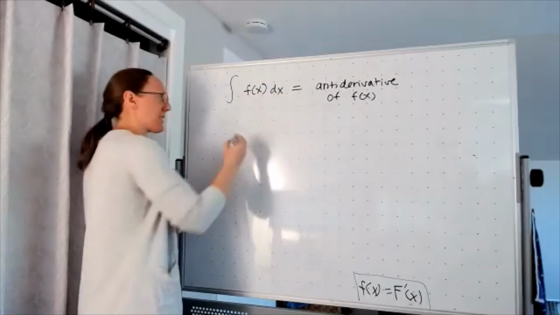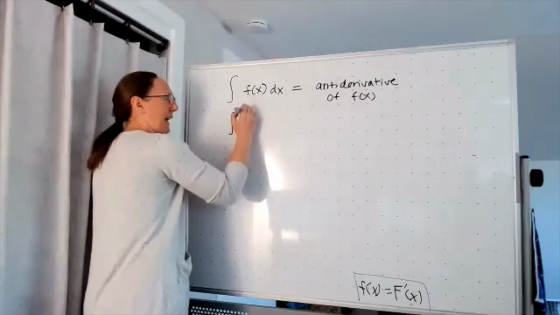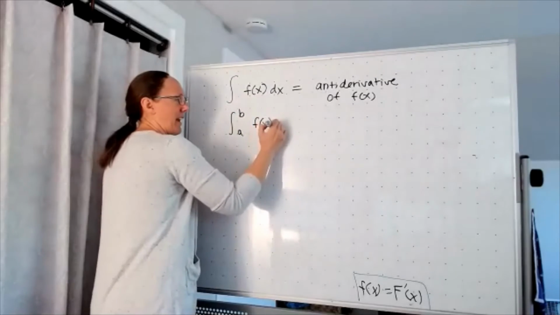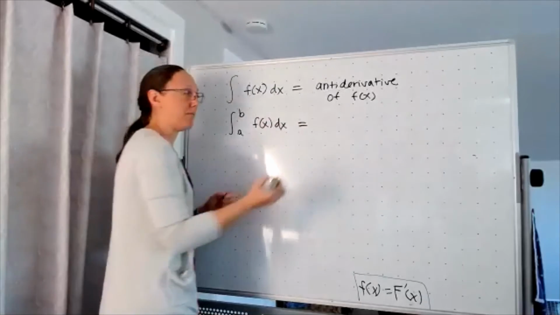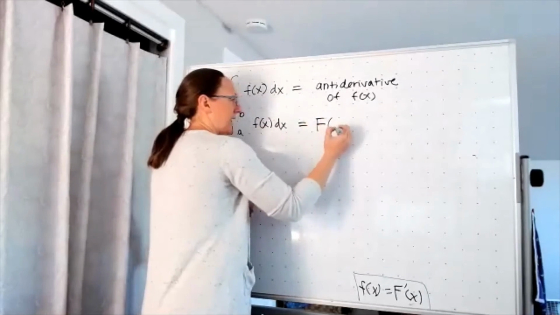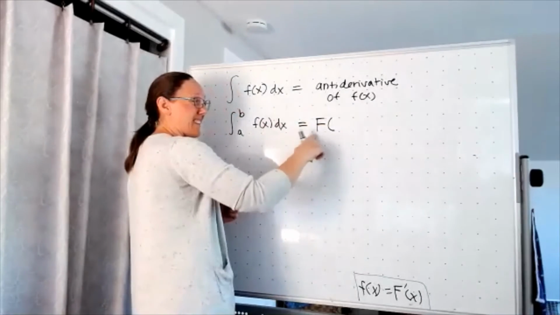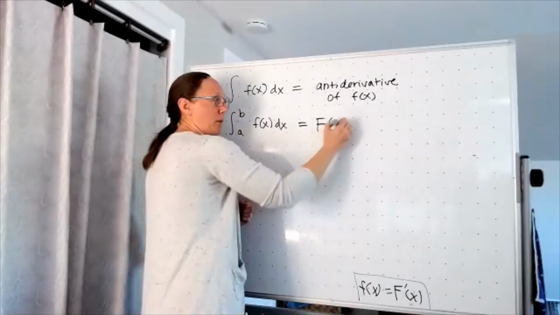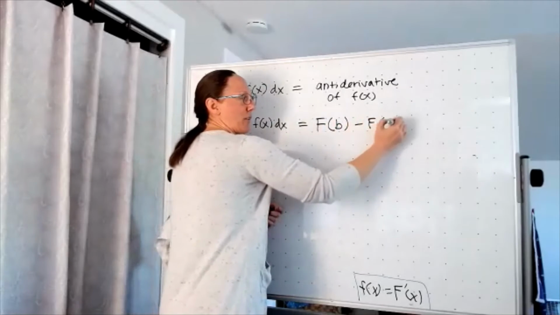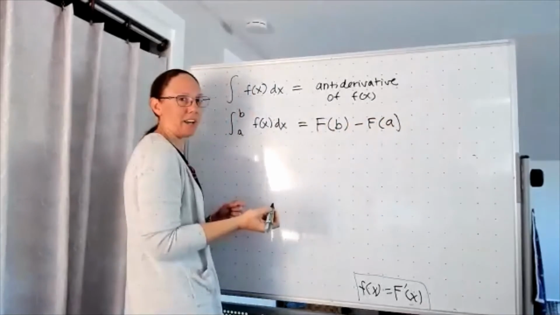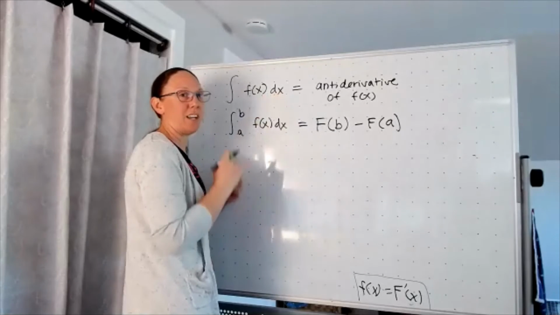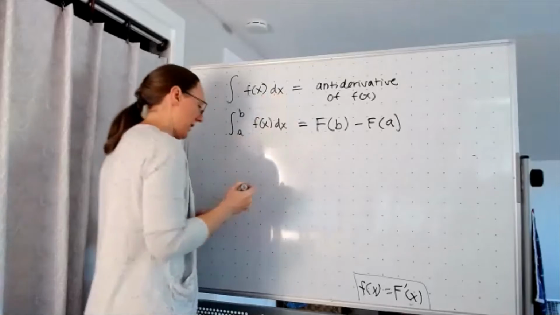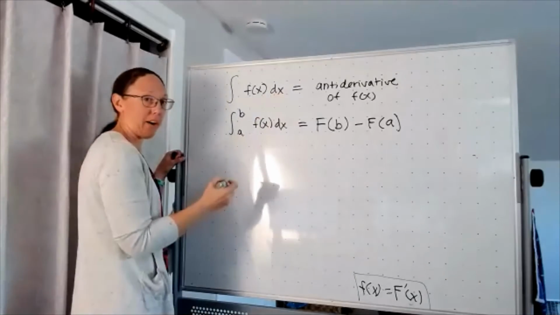The second part says, if I'm going from a to b of f of x dx, to get that area, this is equal to the antiderivative function evaluated at b minus the antiderivative function evaluated at a. That's the second part of the fundamental theorem of calculus. Let's do some examples, and I promise it'll get better.